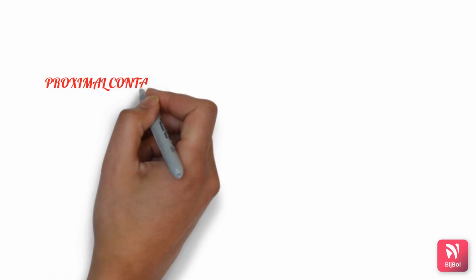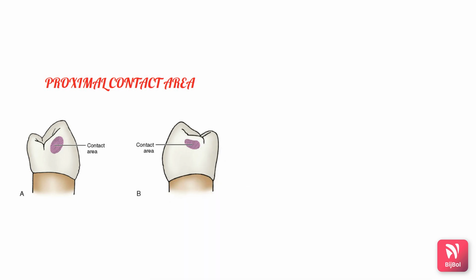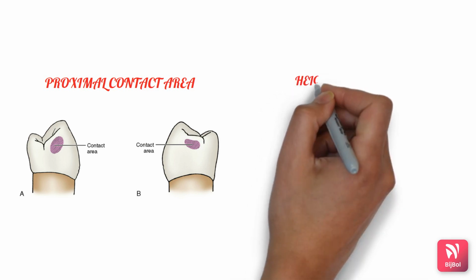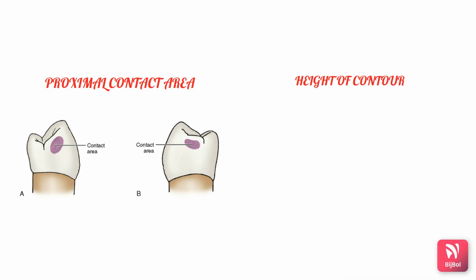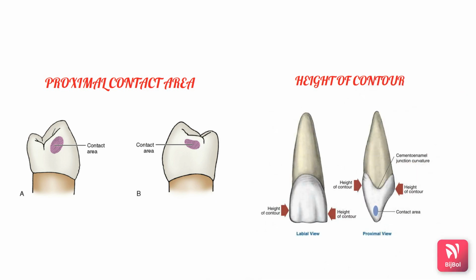Now we'll see what the proximal contact area is. It is the area of the proximal height of contour of the mesial or distal surface of the tooth that touches the adjacent tooth in the same arch. The height of contour is the area of the greatest circumference on the facial or lingual surface of the teeth, and it protects the gingival tissue by preventing food impaction.